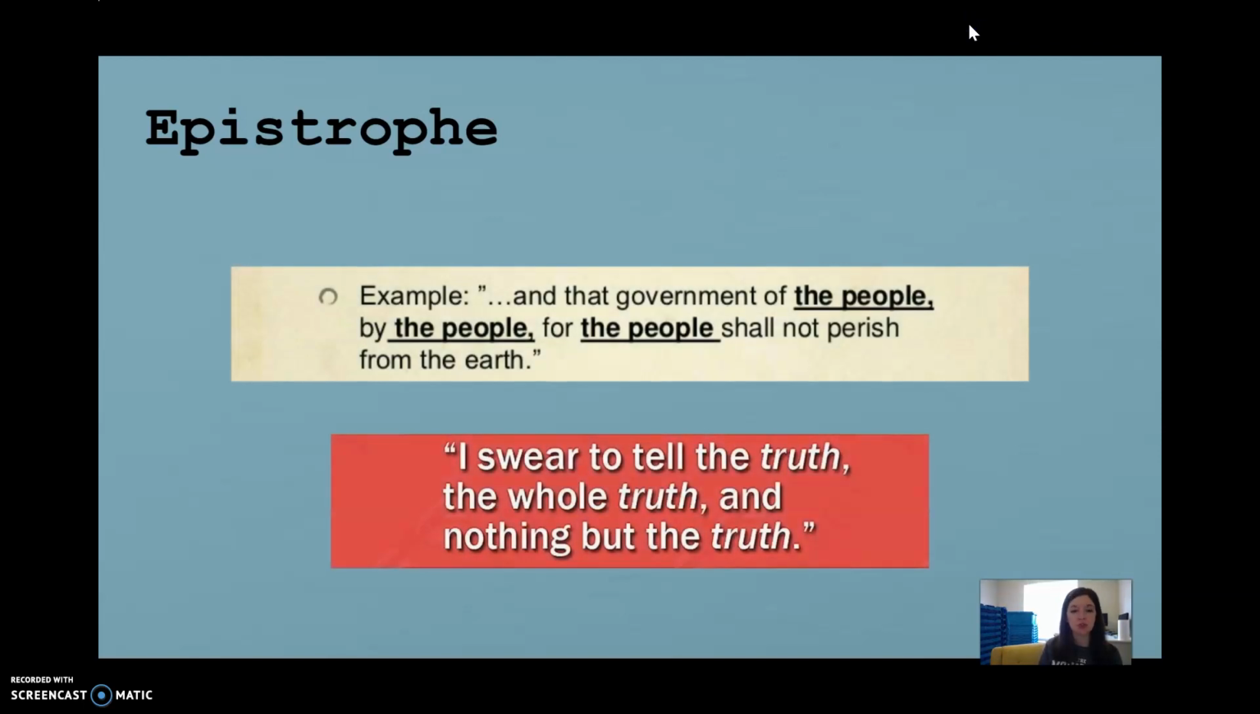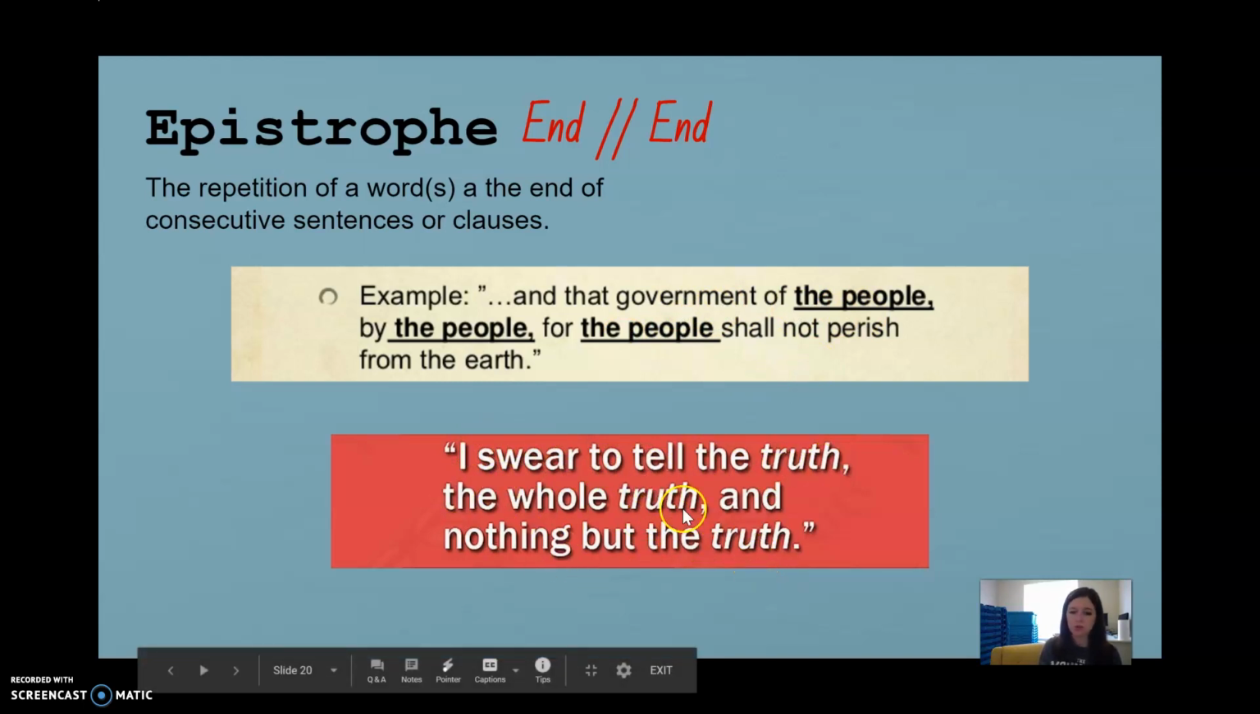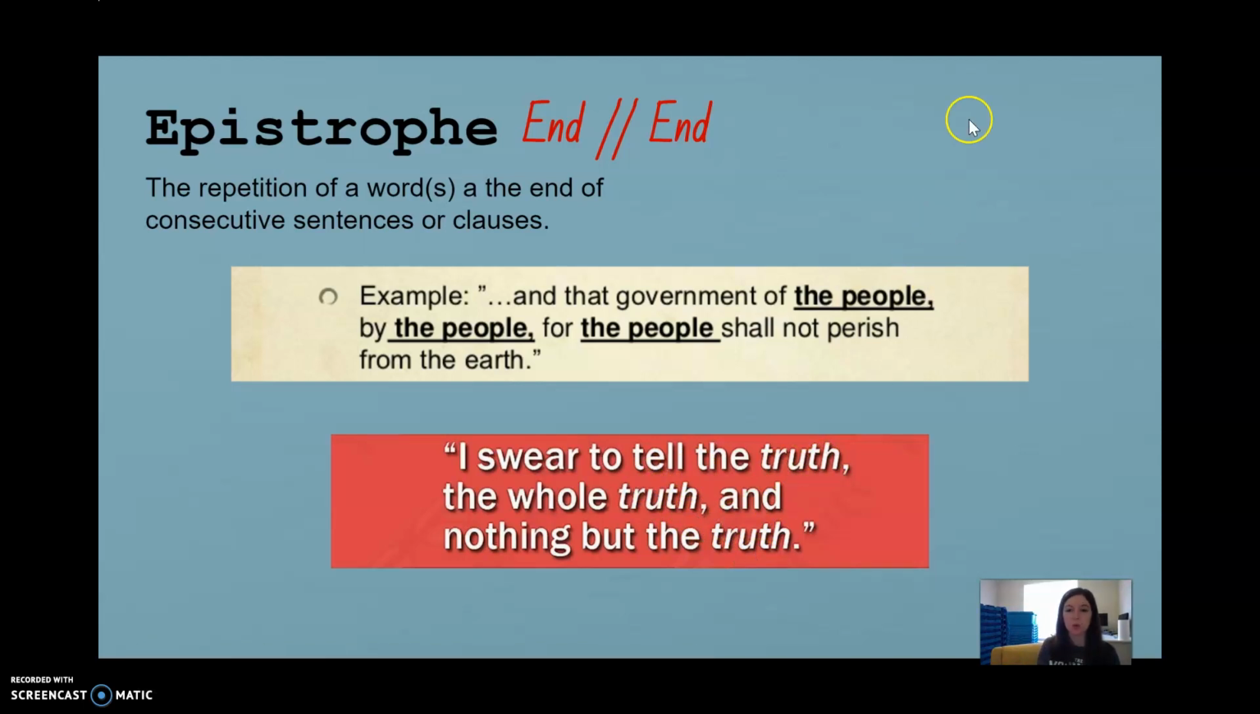Then we have epistrophe, which is at the end. So it's the opposite of anaphora. Anaphora is at the beginning, epistrophe is at the end. And so we have, "And the government of the people, by the people, for the people shall not perish." Remember, it can be at the end of a sentence or a clause. These are happening at the end of the clauses where it repeats. "I swear to tell the truth, the whole truth, and nothing but the truth." So truth is repeated at the end of these consecutive clauses, and it emphasizes the word.